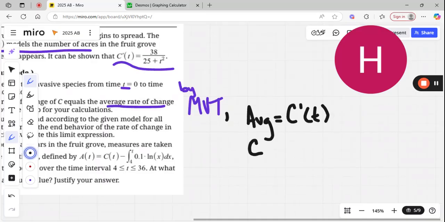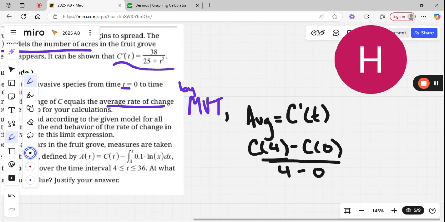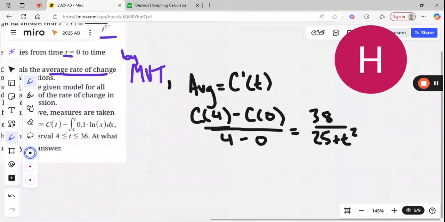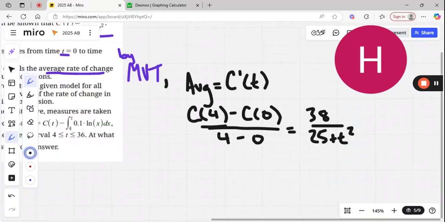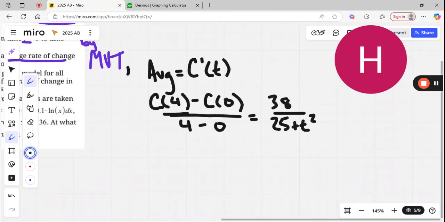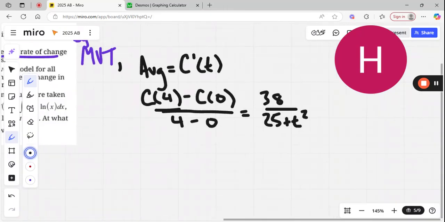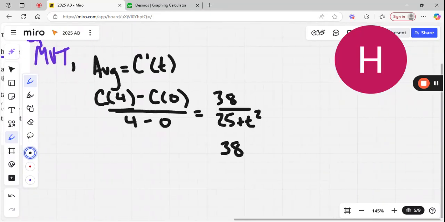So I want you to notice that this means C(4) minus C(0) over 4 minus 0, which is just 4, equals this 38 over 25 plus t squared business. Okay. Now how can I find the time and solve for that? There's actually a pretty good way to do this. If you just want to know when things are equal, you can subtract them and find out when their difference is 0. So I'm going to do 38 over 25 plus t squared, I'll probably put it in as x squared in the Desmos program, minus whatever this average comes out to be.